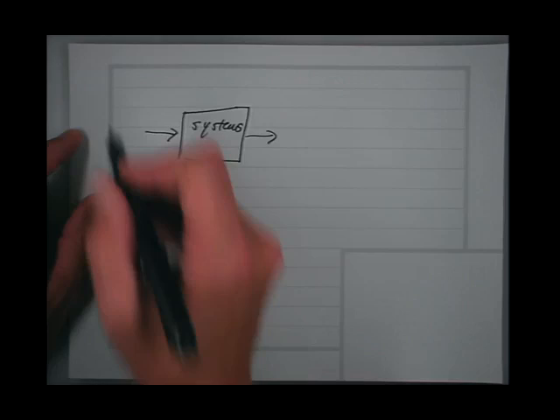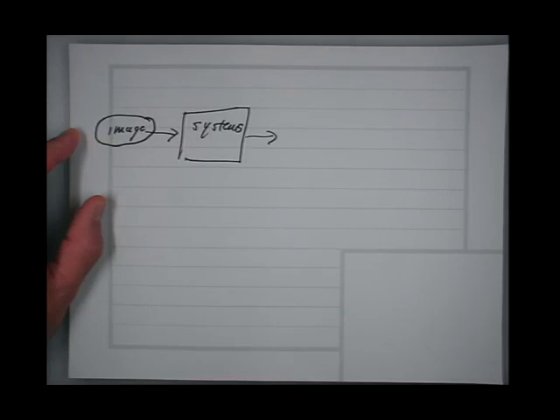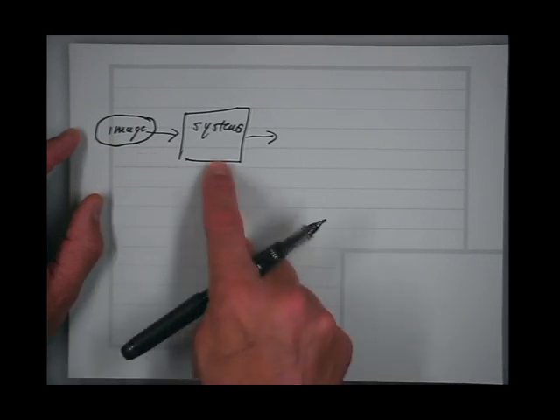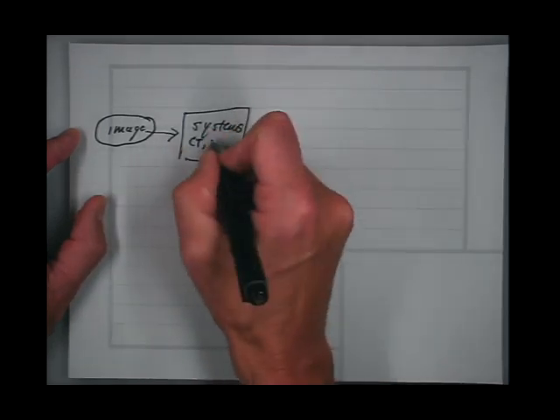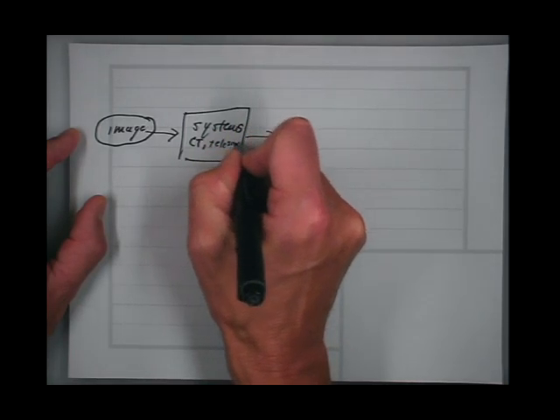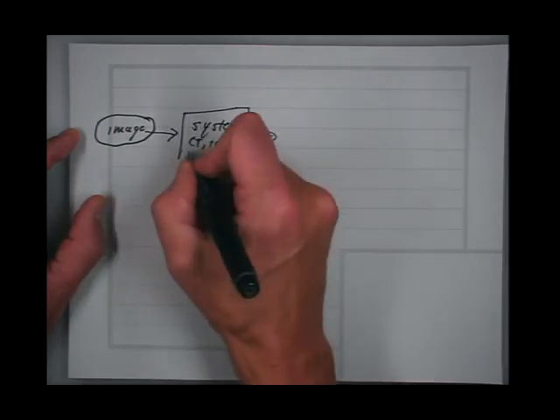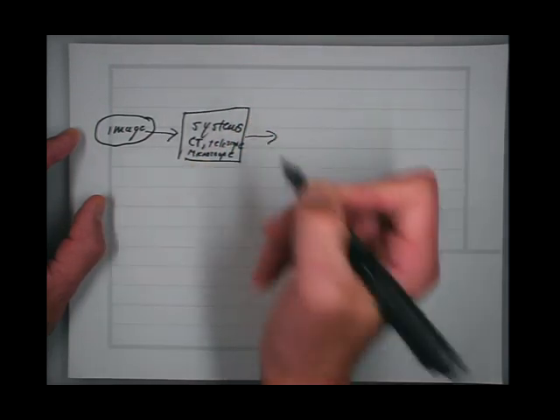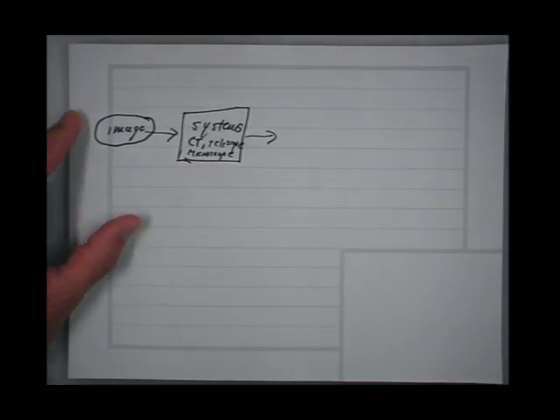So this might be, for instance, an image. When I say image, I mean it in the general sense. It could be a volume. It could be a three-dimensional image, or a four-dimensional image. And you have some system. This thing could be a CT. It could be a telescope. It could be a microscope. It could be a cell phone camera. It could be all kinds of things.